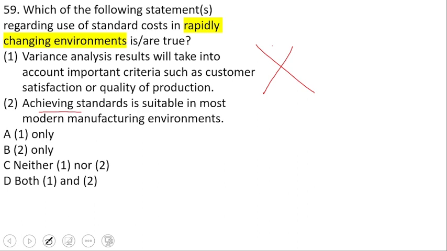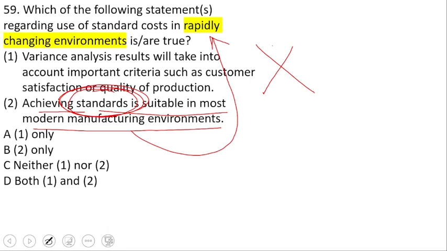Second statement, achieving standards is suitable in most modern manufacturing environments. I said standards are absolutely useless in a modern manufacturing environment which is rapidly changing. So this statement is also false. So the true statements, the right answer is neither 1 nor 2. Now moving to the next question.